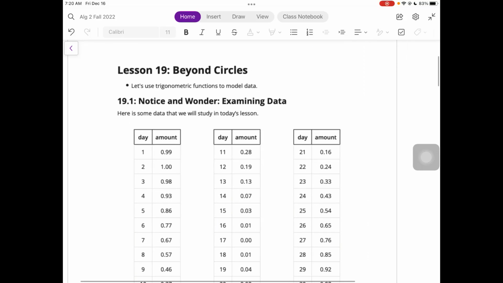All right, let's take a look at Unit 6, Lesson 19, Beyond Circles. This is the last lesson of our trig unit. 19.1, Notice and Wonder, Examining Data. So here's some data that we're going to study in today's lesson.